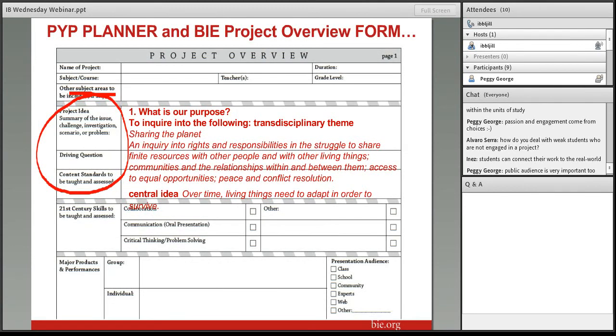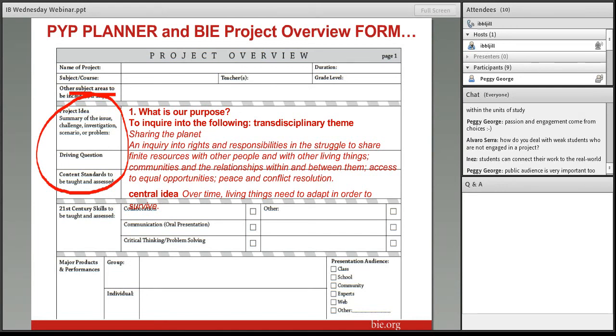Okay, PYP planner and the BIE project overview form. So if we look at step 1 in a PYP planner, what is our purpose? For example, transdisciplinary theme, sharing the planet. We're looking at an inquiry into rights and responsibilities in the struggle to share finite resources on our planet.